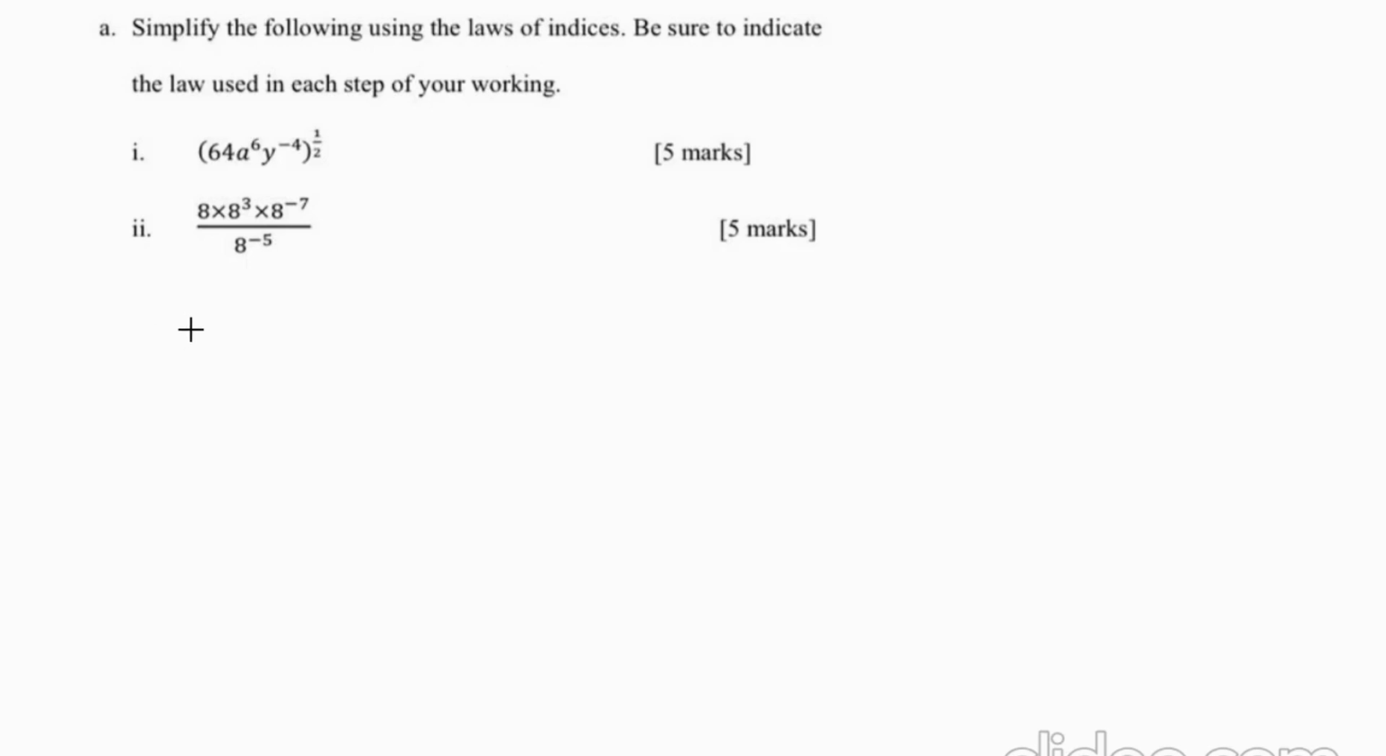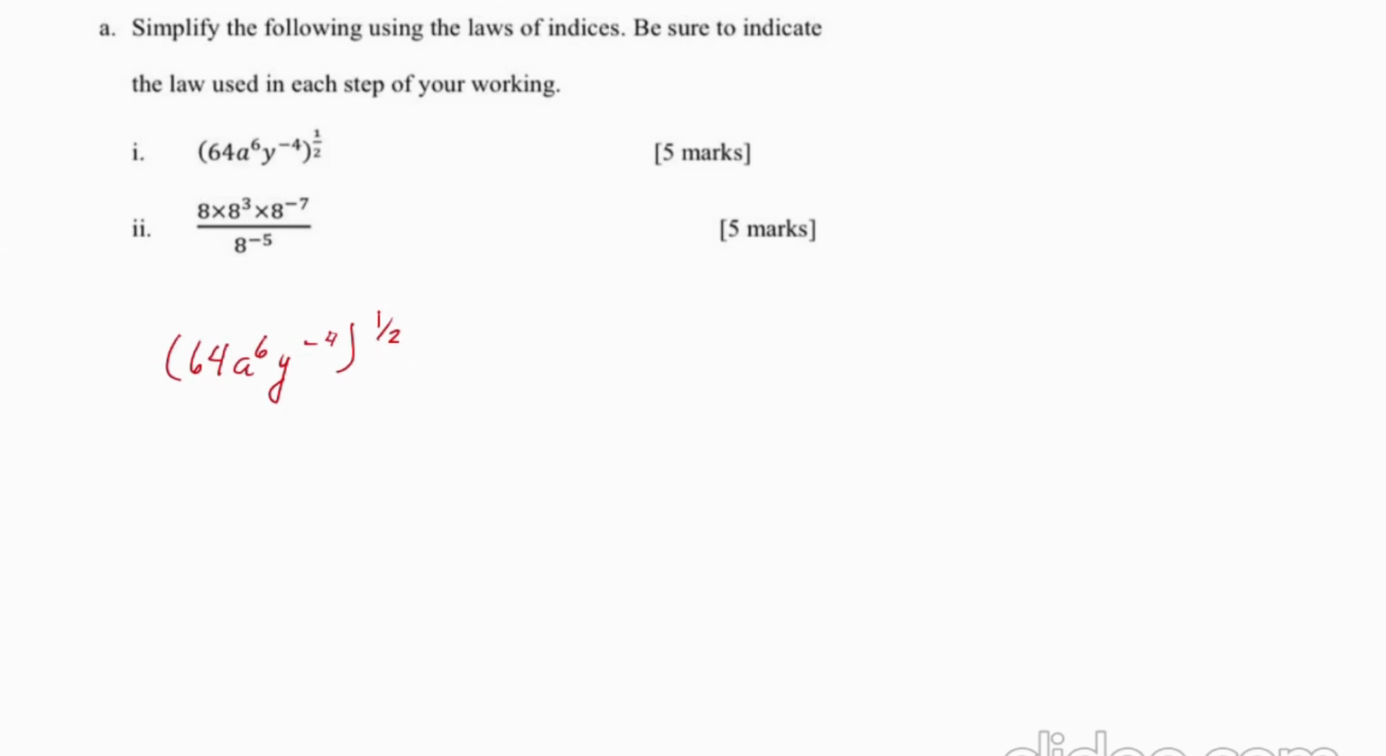And so we're going to simplify using the laws of indices. So let's look at the first one: 64 a^6 y^-4, all raised to the 1/2. Which basically means we're taking the square root of all of this, right? Now what this 1/2 on the outside means is we're taking the powers inside here and multiplying them by 1/2.